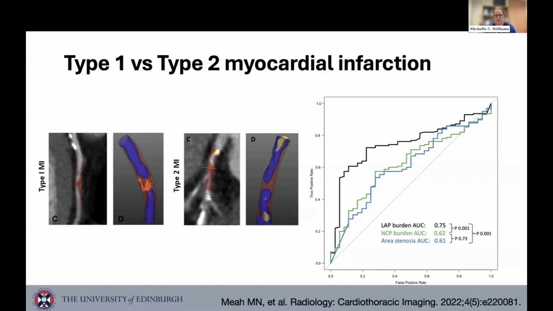Type 2 myocardial infarction is a supply-demand mismatch situation. And we've got cohorts of these patients in various studies here in Edinburgh. And looking at the differences in their plaque, we can see that actually identifying type 1 myocardial infarction was much better with the low attenuation plaque.